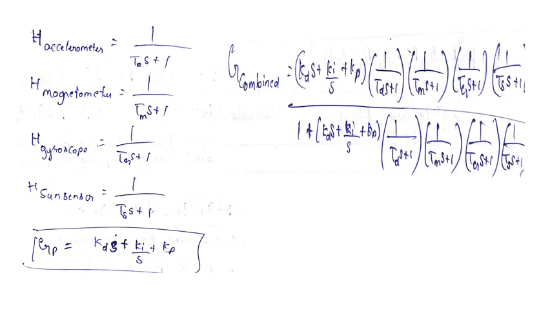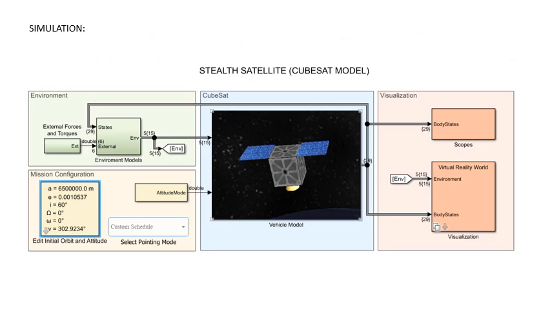I'll be discussing the simulation and the result part of this project. This is the block diagram of the satellite which we simulated in MATLAB Simulink. As we can see, this is the vehicle model which we chose. It's a CubeSat satellite. We didn't change the satellite model, we just assumed it to be a CubeSat. And later we just changed the mission configuration.